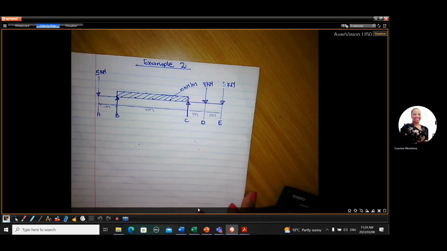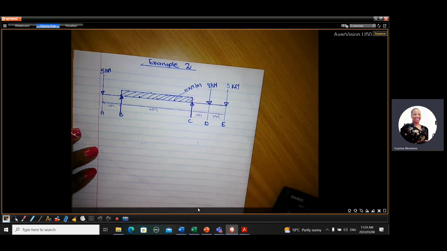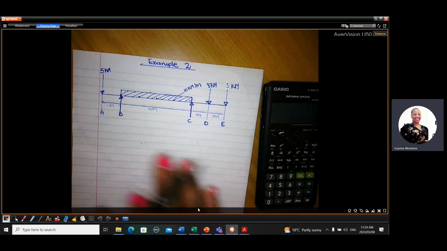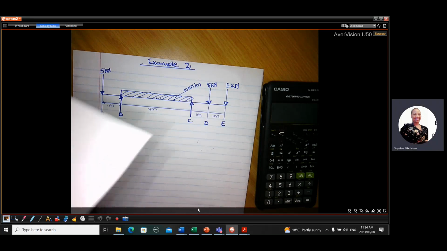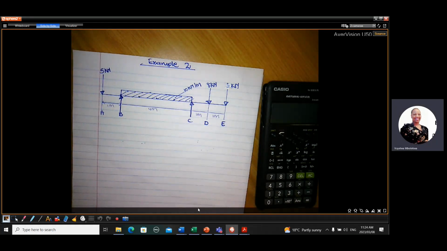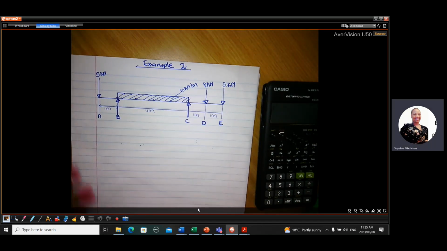Okay. Let's do it as an example. So let's quickly just calculate the reactions as well for this one, because we haven't got the reactions now for this one. Let's quickly apply our method to calculate the reactions.